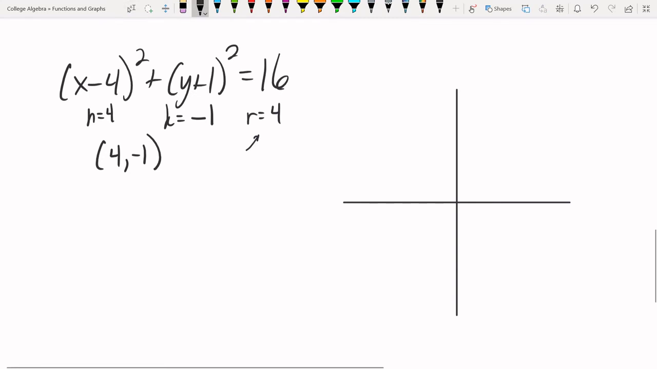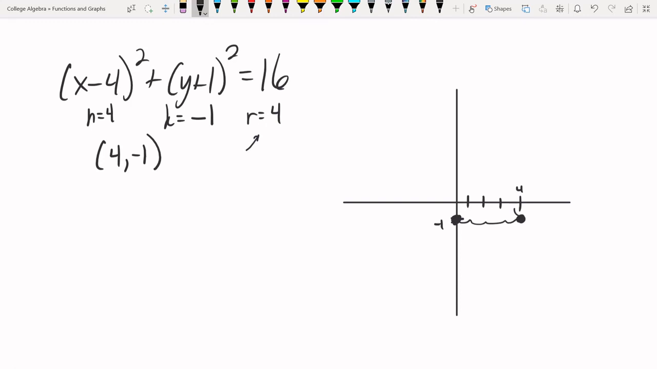And let's draw this. 4, negative 1 is going to be 1, 2, 3, 4, negative 1. So this right here is the center. Now all we have to do is draw something 4 units away from the center. If you were drawing this by hand, it's good to draw the endpoint. So we have 1, 2, 3, 4 units. That means this point is on the circle.